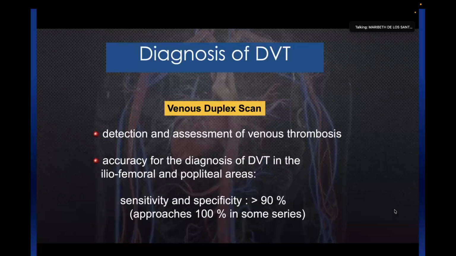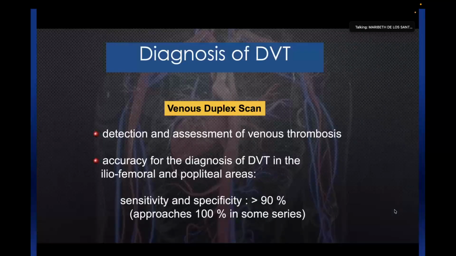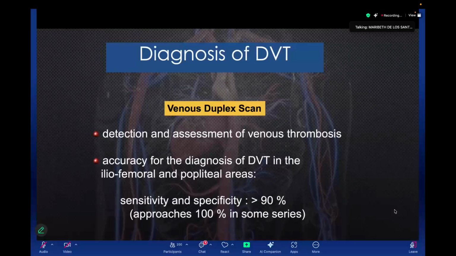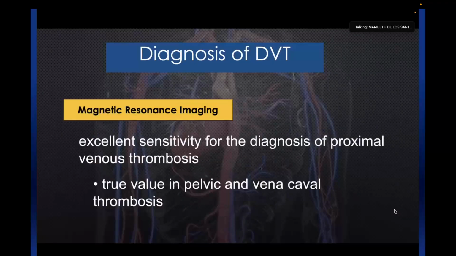But intra-abdominal veins, like the inferior vena cava and the pelvic veins, they are blind spots of the venous duplex scan. So what do we do in this case? We have the MR venography or MRI. This MRI is very sensitive in the diagnosis of proximal venous thrombosis, meaning the thrombosis in the pelvic veins or in the inferior vena cava.